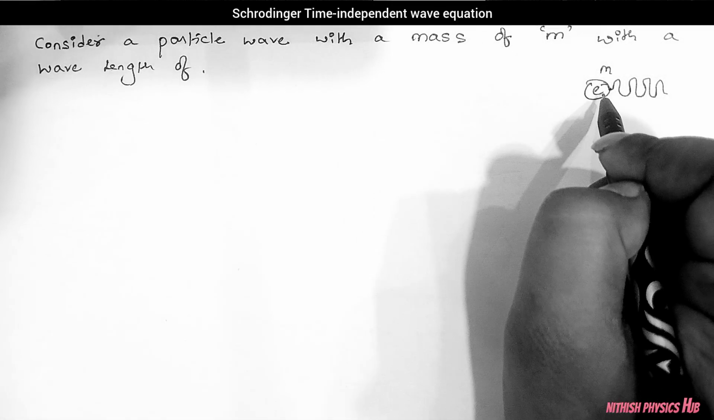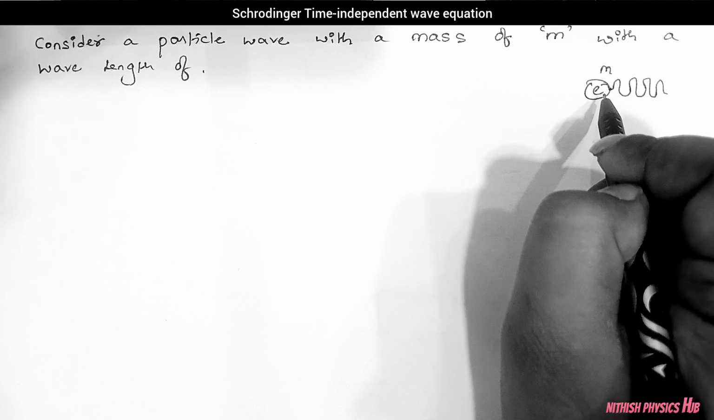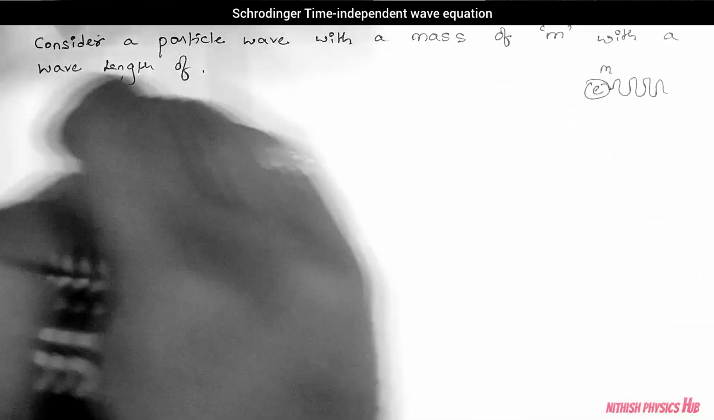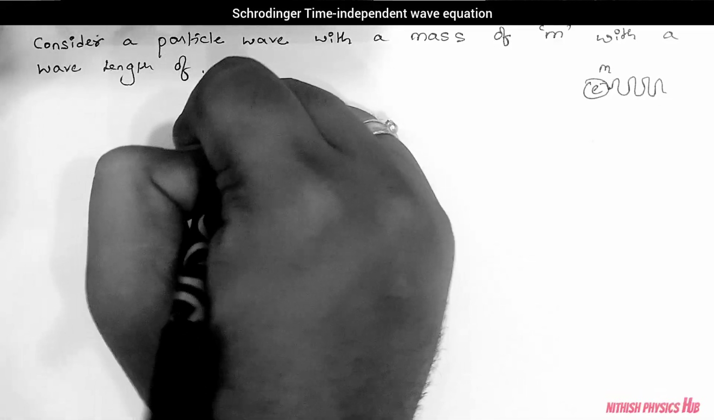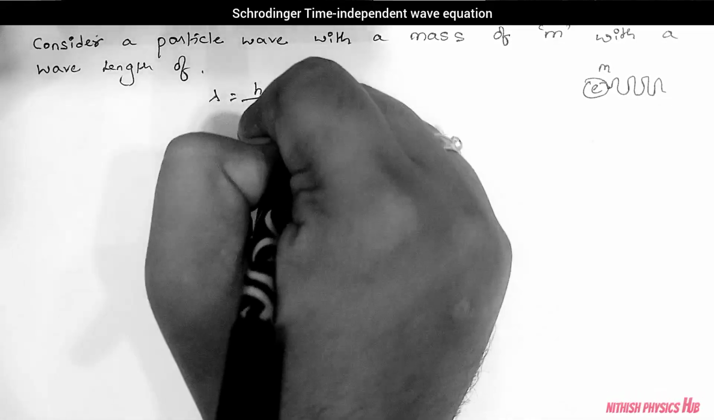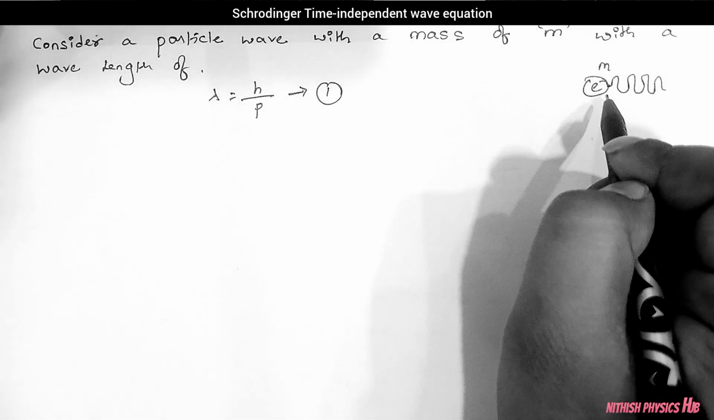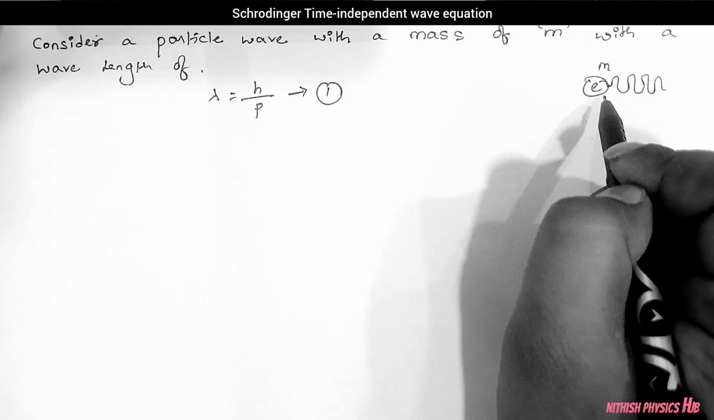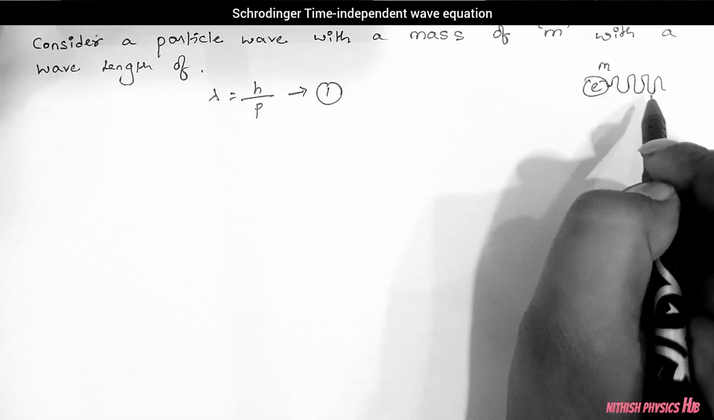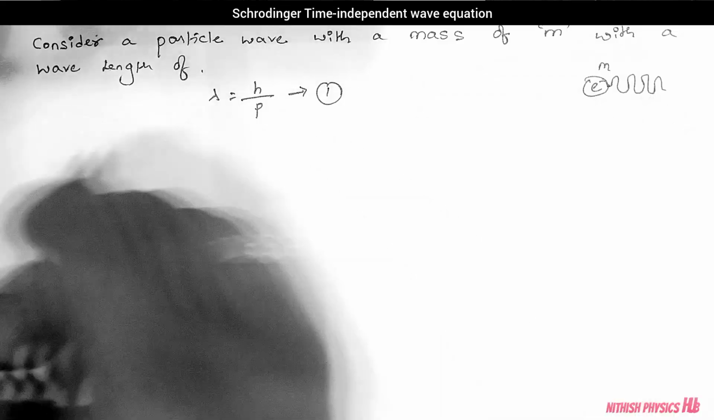So if I want to write a wavelength for this particular particle wave, which will be called de Broglie's wavelength, you know that de Broglie's wavelength can be given by lambda is equal to h by p. Take it as equation number 1. Since it is a subatomic particle in quantum mechanics, any subatomic particles which are in motion will always be represented in the form of an equation called a wave function.